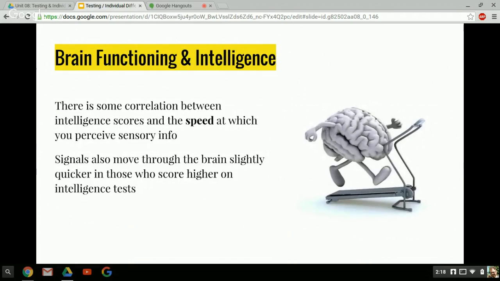Looking at some other stuff related to the brain specifically, there is some correlation between intelligence test scores and the speed at which you perceive sensory info. So in other words, as you look at this picture of a brain running on a treadmill, the higher your score on an intelligence test, the quicker, it's more likely at least, that signal is moving from your eye up into your brain and being processed by your brain quicker than in someone who scores less well.